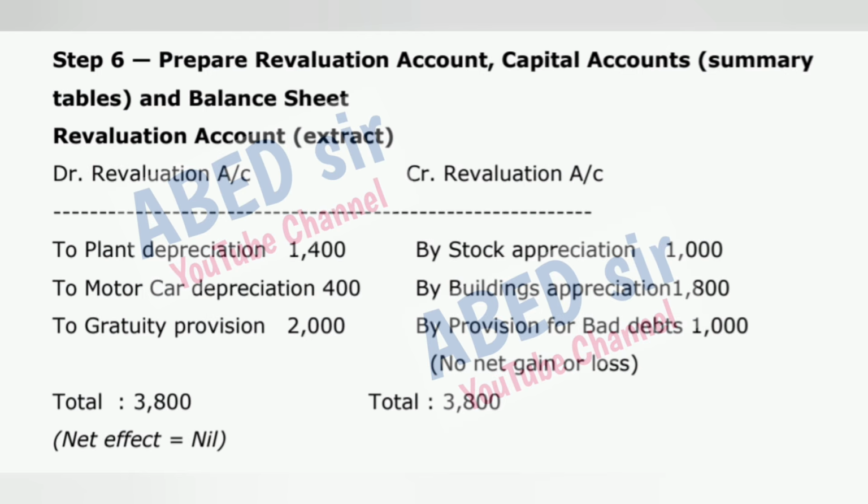Revaluation account, extract. Dr. Revaluation Account. To plant depreciation 1,400, by stock appreciation 1,000. To motor car depreciation 400, by buildings appreciation 1,800. To gratuity provision 2,000, by provision for bad debts 1,000. No net gain or loss. Total 3,800, total 3,800. Net effect is equal to nil.